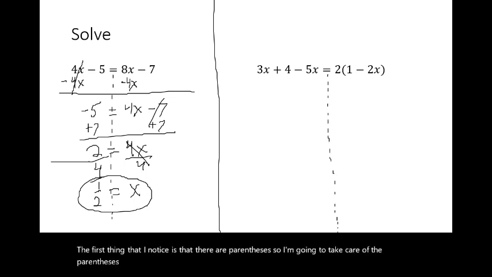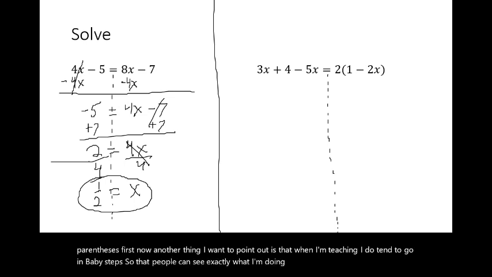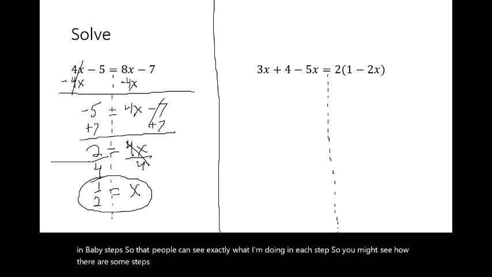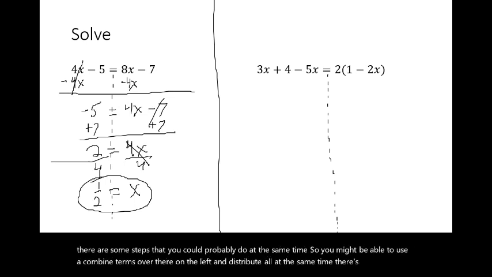Now, another thing I want to point out is that when I'm teaching, I do tend to go in baby steps so that people can see exactly what I'm doing in each step. So you might see how there are some steps that you could probably do at the same time. You might be able to, say, combine like terms on the left and distribute all at the same time. There's nothing wrong with that. I'm going to do them in separate steps.